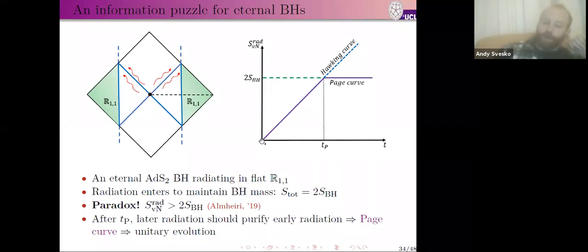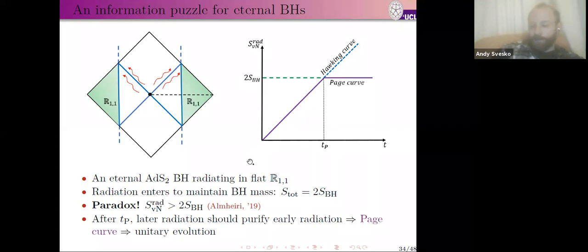The reason is that at some particular time, eventually, the entropy of radiation will exceed the entropy of the full system. And this is a paradox because a principle of quantum mechanics is that a fine-grained entropy, which is the von Neumann entropy of radiation, should always be bounded by the coarse-grained entropy of the system. In this case, the coarse-grained entropy is the total entropy of the system, which is given by twice the black hole entropy. And at some particular time, the von Neumann entropy will exceed that. That leads to the paradox in that it seemingly violates unitarity.